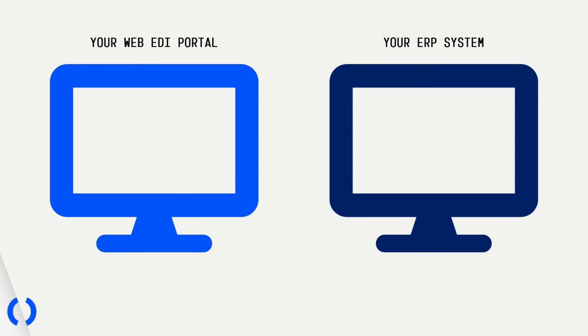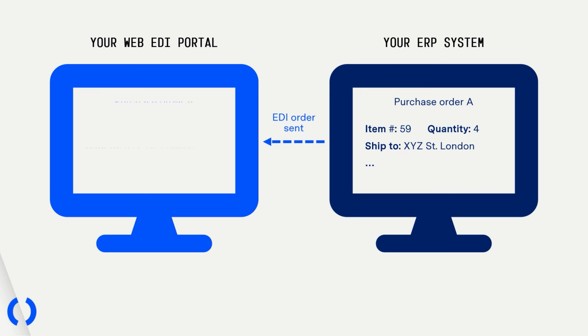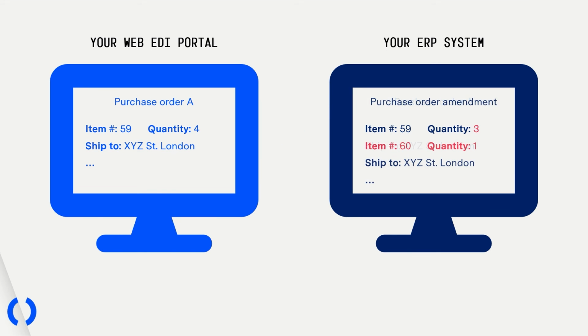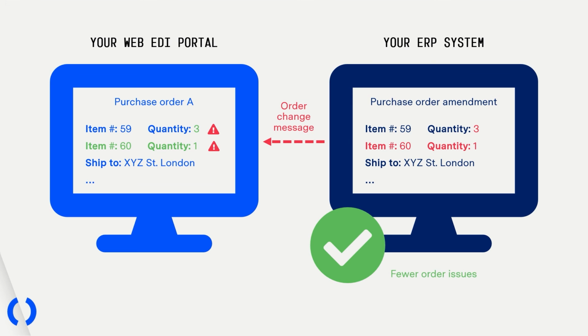For example, let's say you ordered 4 crates of bananas from your supplier initially, but then subsequently wanted to amend this order to cancel 1 crate of bananas and add a crate of apples. In a modern system, your changes would update the original order in the Web EDI portal directly and notify your supplier instantly. In addition to reducing the likelihood of you experiencing order issues, the combination of real-time synchronization and automatic data merging makes life much easier for your suppliers.